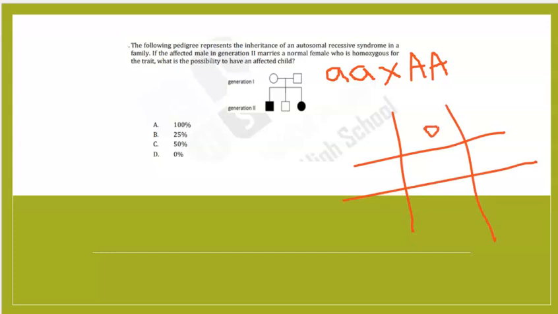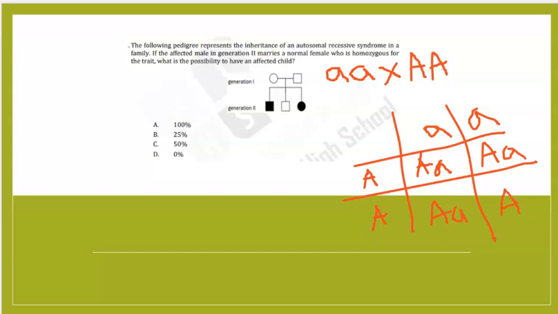So small a, and big A, and then I'll cross multiply, and you will see that in all the cases I have the same genotype coming, which is the heterozygous form. Okay, all the four children will be heterozygous.